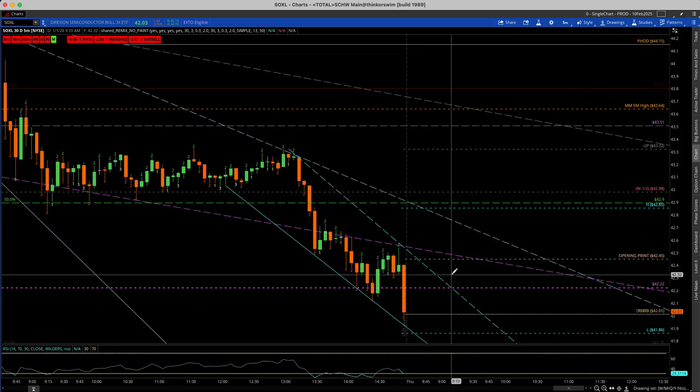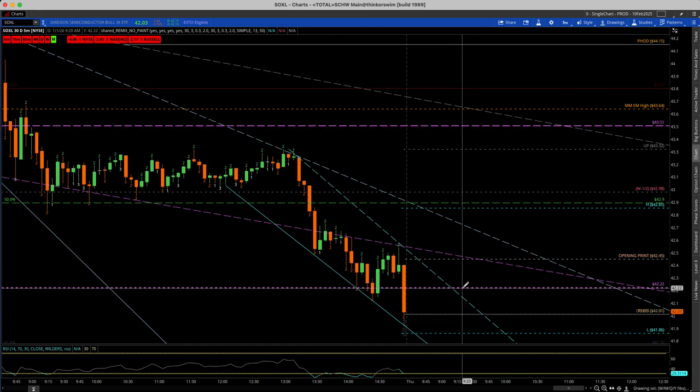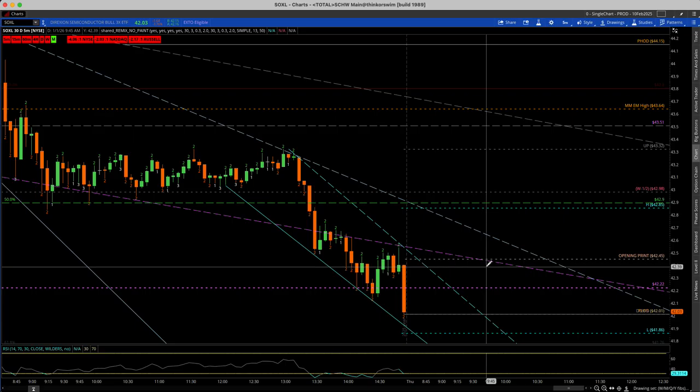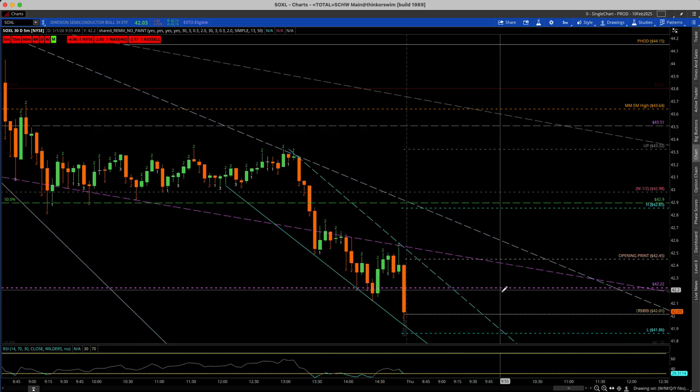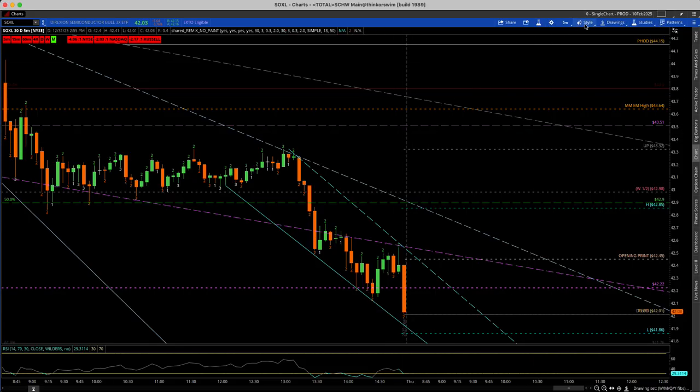If we push down after we open and we get a little bit of a bounce, say off of last week's low, but then we end up still making this lower high at or below opening print, we want to look to get into puts, targeting previous low of day and overnight low. All right, so that's pretty simple.